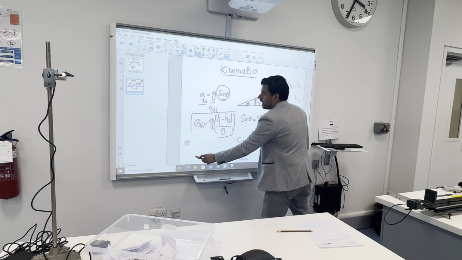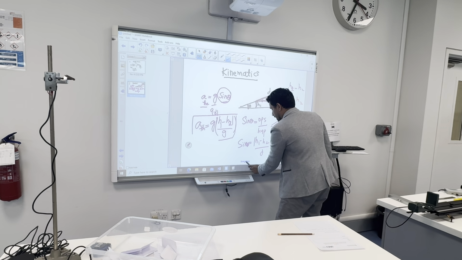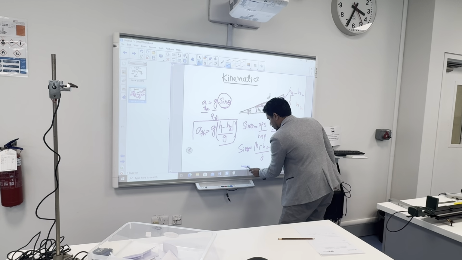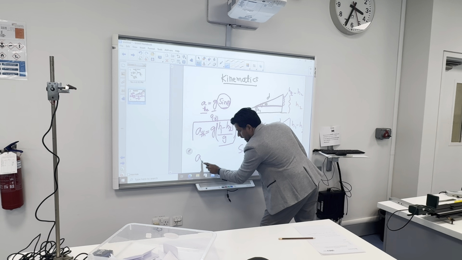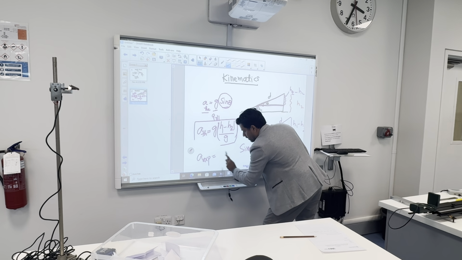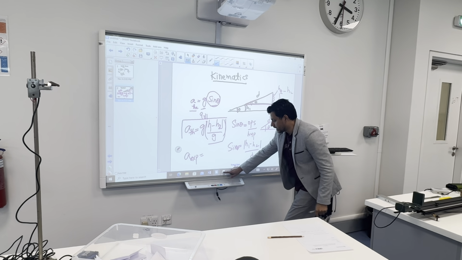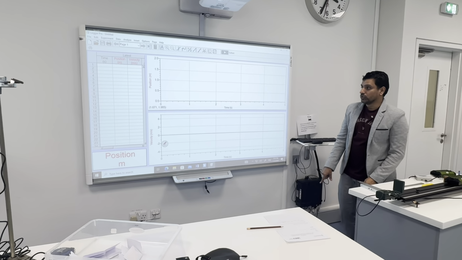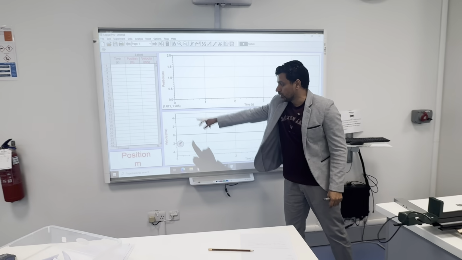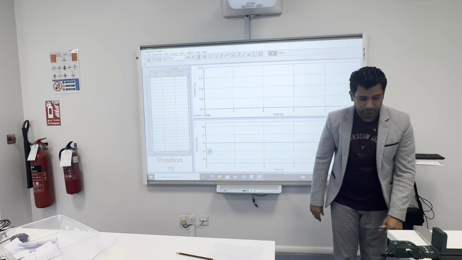We can find the experimental value, a experimental, from the motion detector, and for that we are going to use these two plots, which are position versus time and velocity versus time.